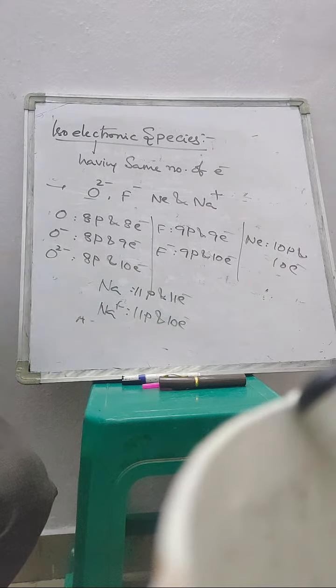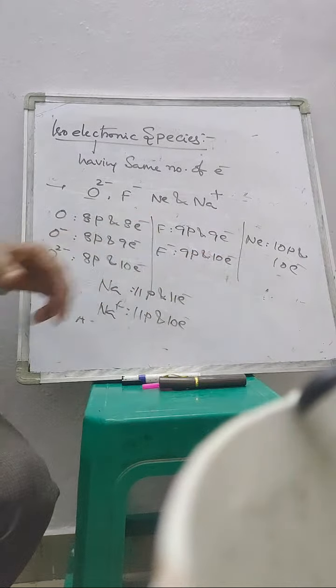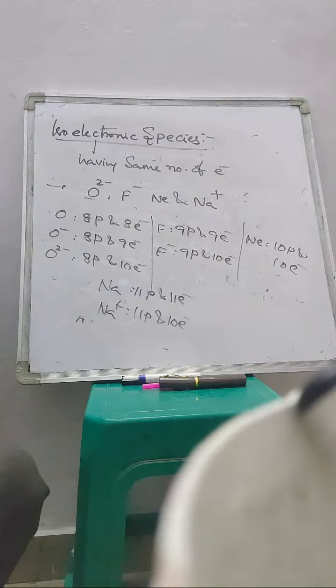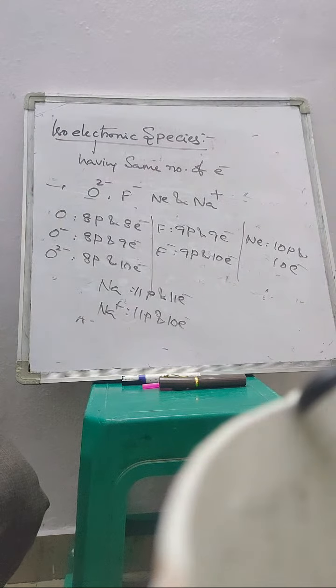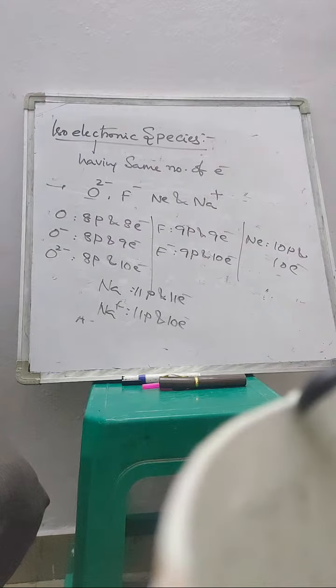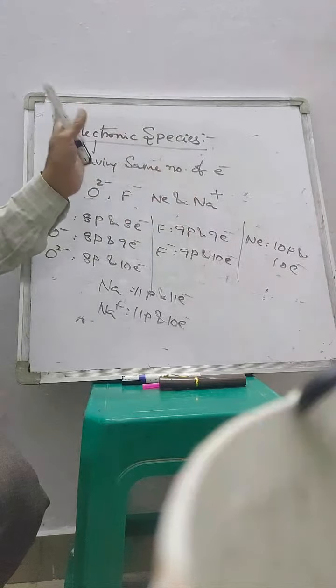If you observe all these species, they have the same number of electrons. That's why these are called isoelectronic species. The question may be asked like this. They may give a set of pairs or a set of species, out of which you must find which of the following pairs are isoelectronic. Isoelectronic species means the species having the same number of electrons.